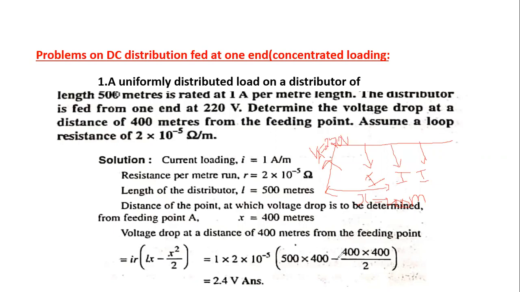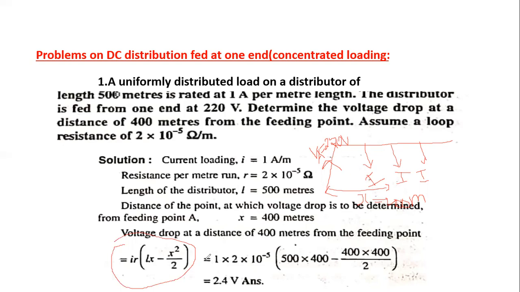The formula for the voltage drop at a point x meters is equal to IR into (Lx minus x square by 2), where I is the current loading, R is the resistance, L is the length of the distributor, and x is the distance of the point from the feeding point.